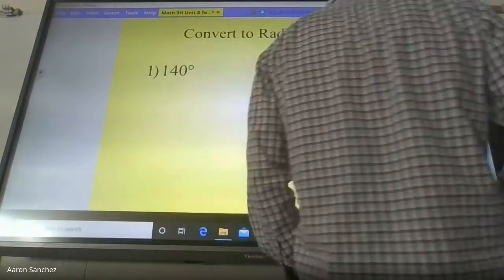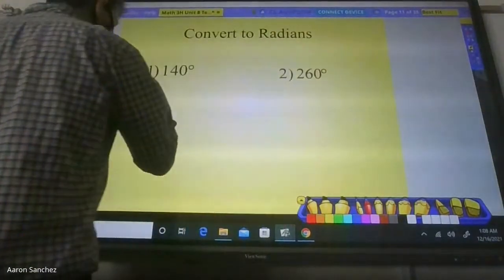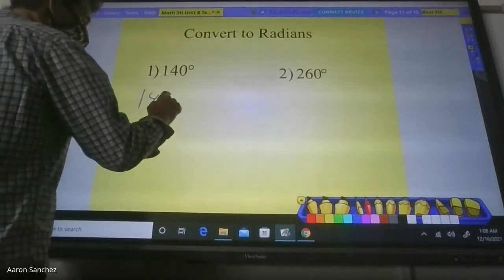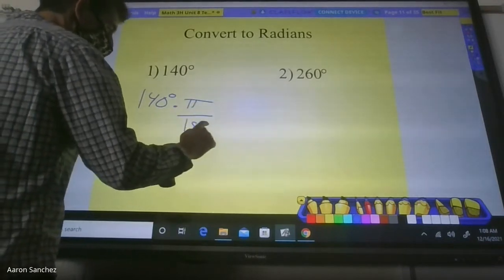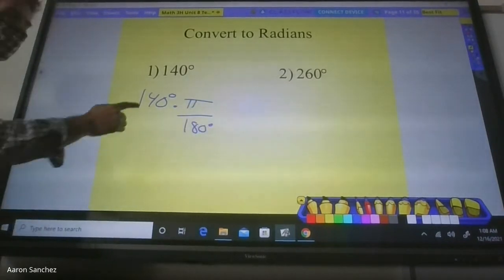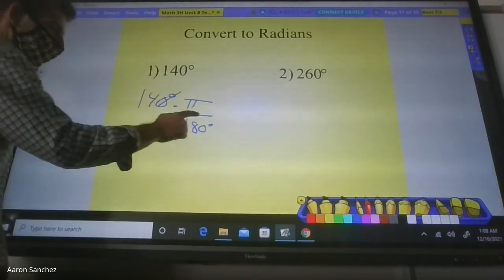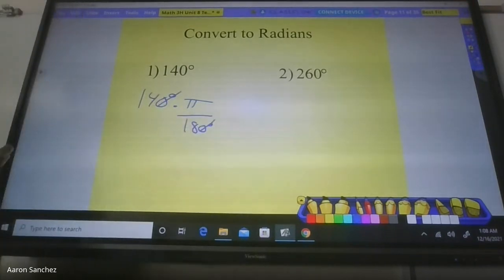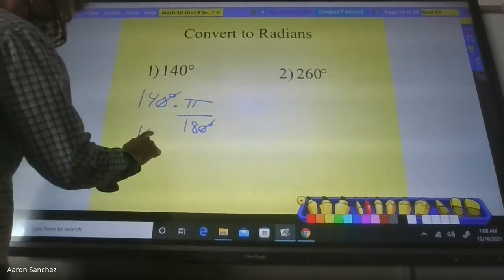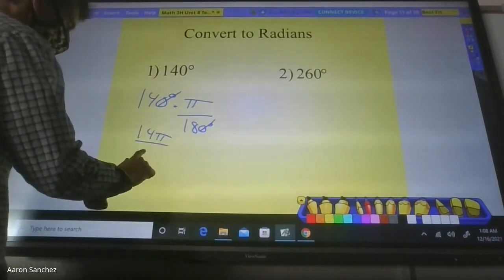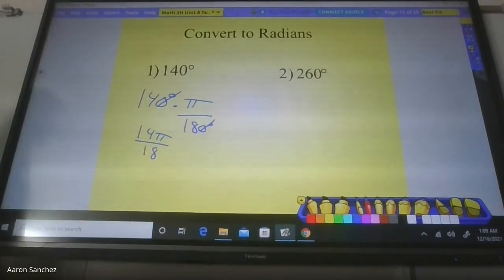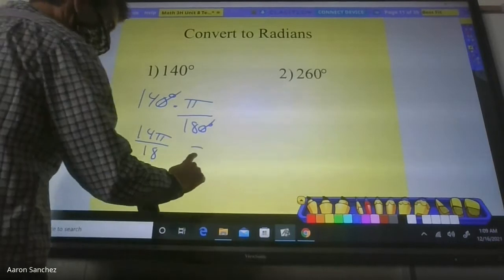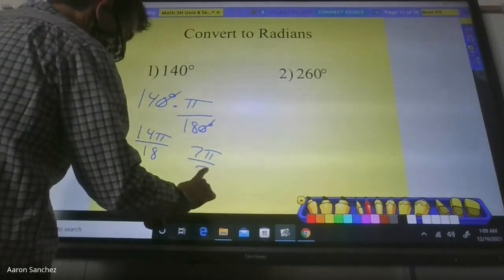All right. 140. I'm just going to do this one. 140 degrees times pi over 180 degrees. Here's what I do. If I have a 0 and a degree, I cancel that out. Cancel out the zeros. Start simplifying that way. Keep it easy. Then it's 14 pi over 18. They're both divisible by 2. 7 pi over 9. Is that too hard?